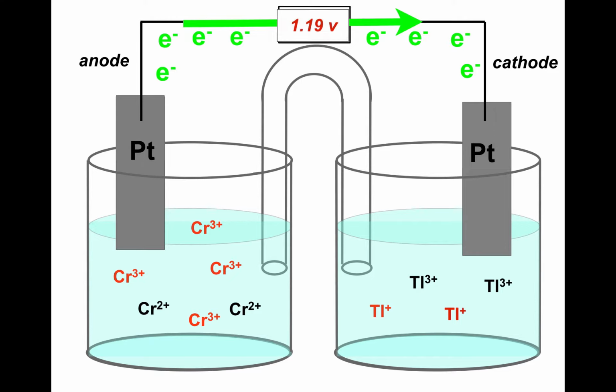Right, so at standard conditions, I'd have a 1 molar concentration of the chromium 3 plus and a 1 molar concentration of the thallium 1 plus, a 1 molar concentration of the chromium 2 plus and a 1 molar concentration of the thallium 3 plus, and this would be the voltage that would be generated, 1.19 volts. Again, 1 molar concentration of the reactants.